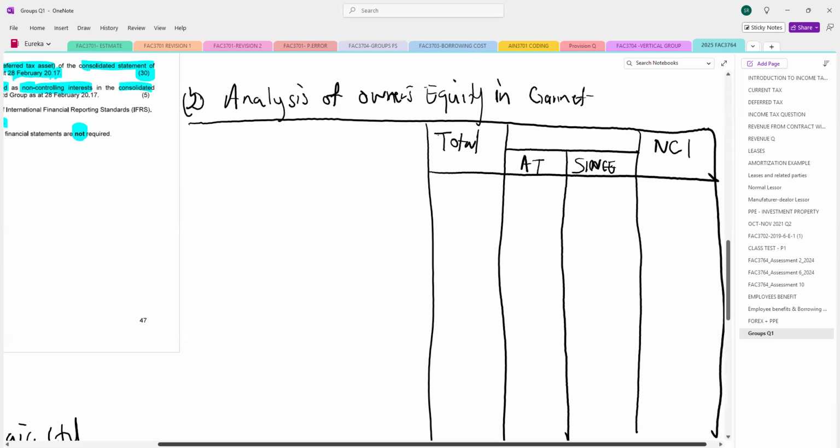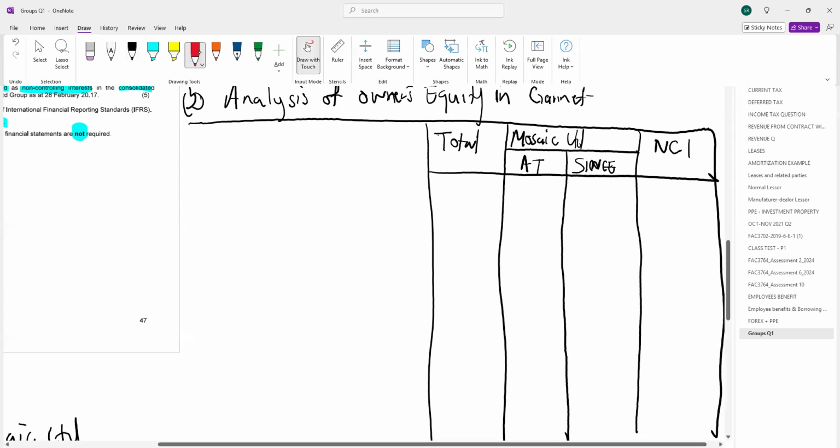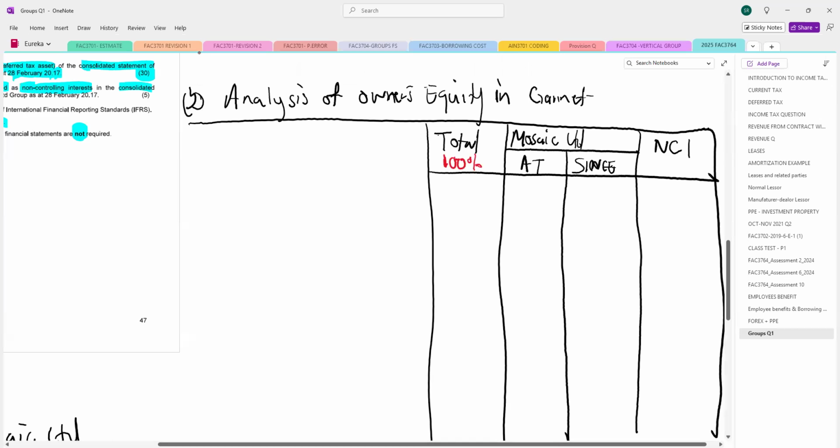Then, of course, the parent is Mosaic Limited. So at this point, I'm not going to show how much percentage control they have. So the total percentage will be 100%. We understand that Mosaic only has 80% in this business. Then the other 20% belongs to all other owners put together. They don't have control. Those are my NCIs.